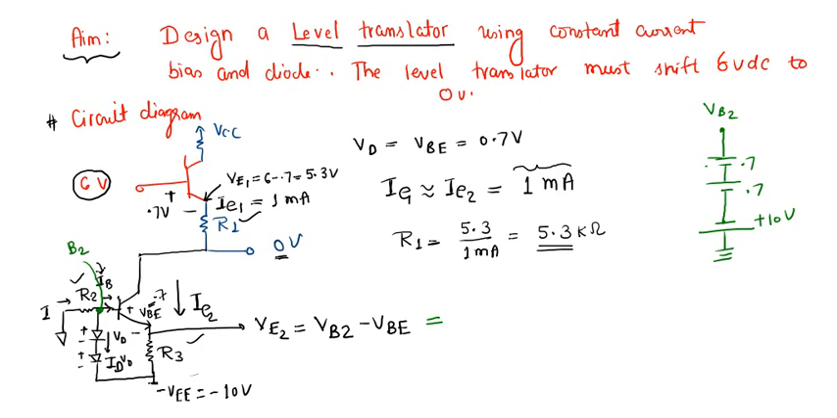And we are assuming we want this to be some VB2, which is above ground. So if you apply KVL, you can also apply KVL here, and you can see that VB2 will be equal to 1.4 minus 10. So VB2 will be equal to minus 8.6, right? Minus 8.6.